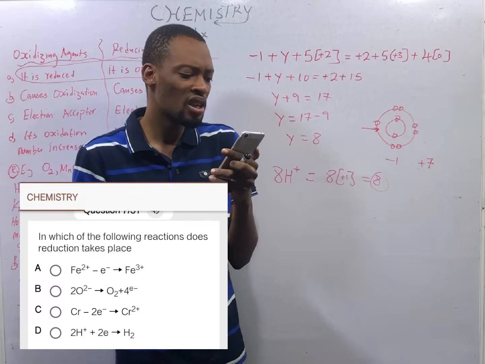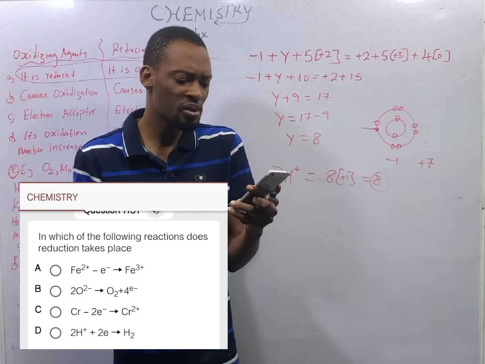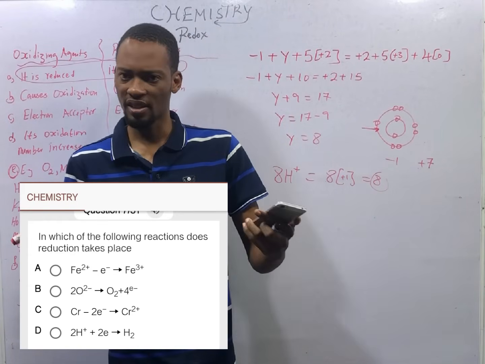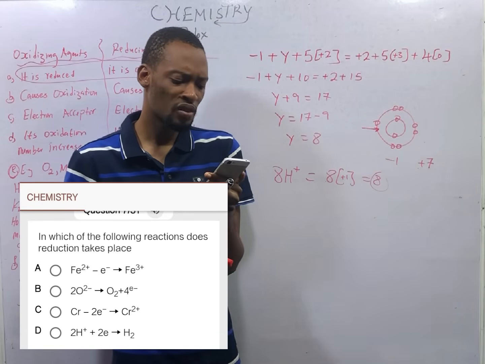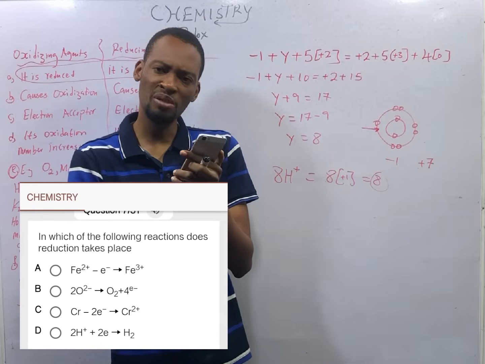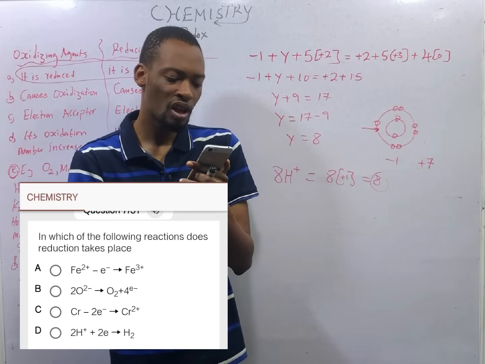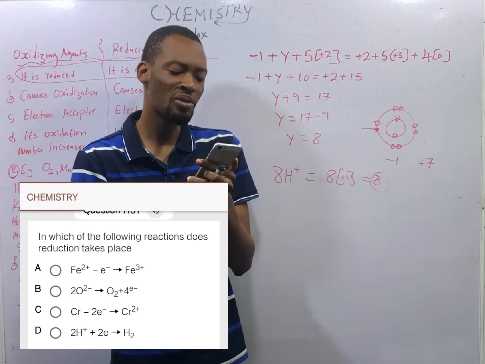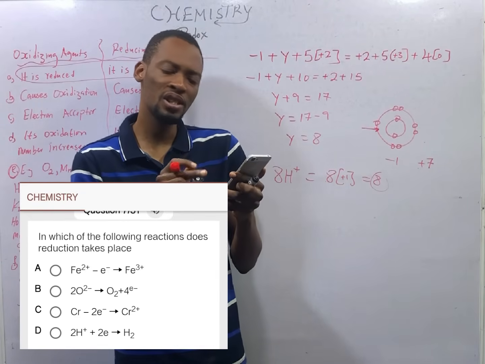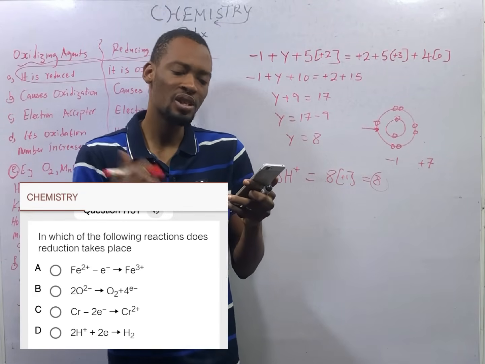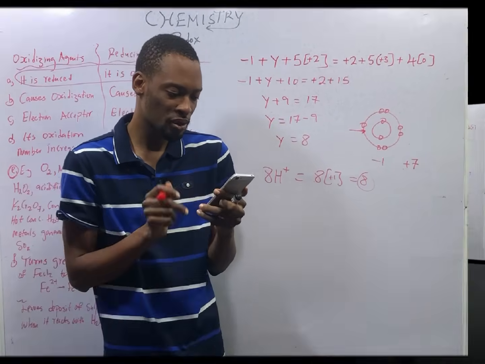And up next, in which of the following reactions does reduction take place? Reduction is electron gain. Oxidation is electron loss. If you look at all these options, from option D, you see that hydrogen ion gained 2 electrons to give you hydrogen atom. But for the others, you see that electrons have been lost, minus electron, minus electron, minus electron. It is only in option D that +2e happened. Ion gains electron to become an atom. Option D is the correct option.